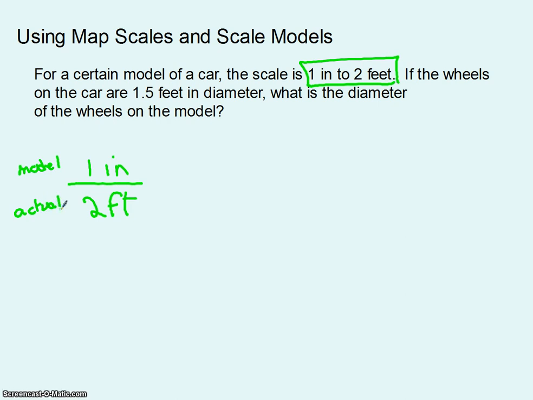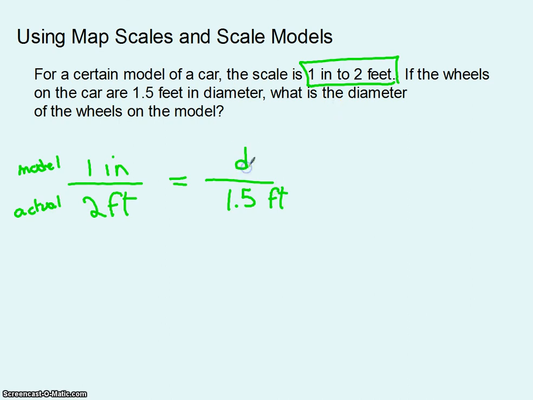Okay? And I like to make a note to myself that this is model size to actual size. Model to actual. Okay? And then, if we're supposed to find out the size of something on the model or the size of something in real life, we'll use this ratio. The way I'll do it is this. This says if the wheels on the car are 1.5 feet of diameter, that's actual size, right? So I'll put 1.5 feet down here because the bottom of the ratio represents actual size.